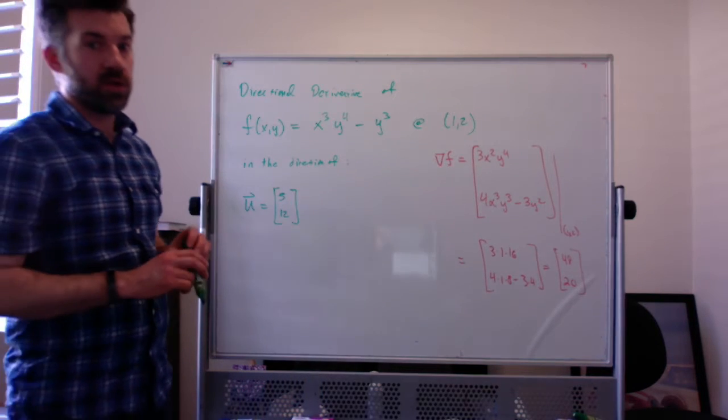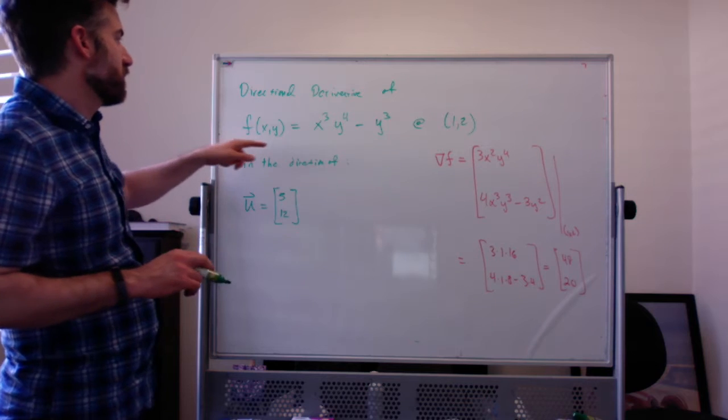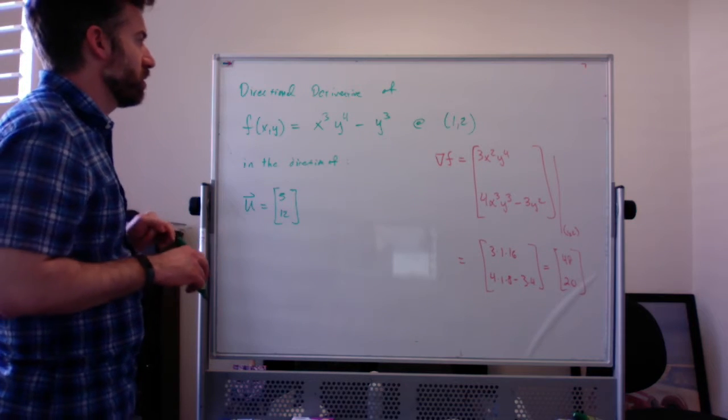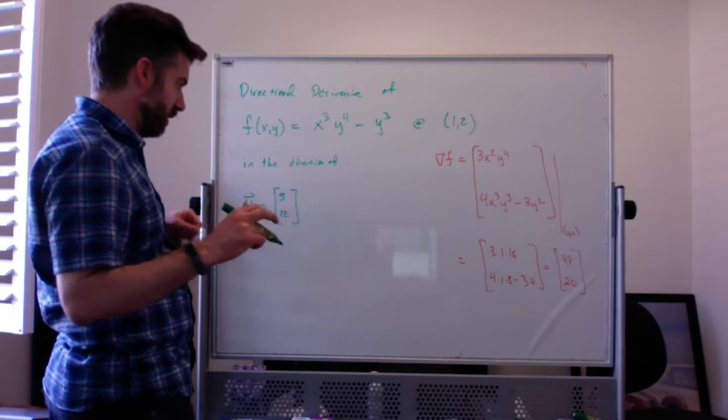A 17C video about directional derivatives. So we're going to find the directional derivative of the function f(x,y) equals x cubed y to the fourth minus y cubed at the point (1, 2) in the direction of this vector.